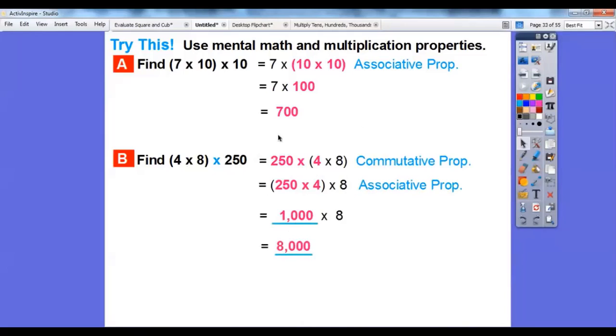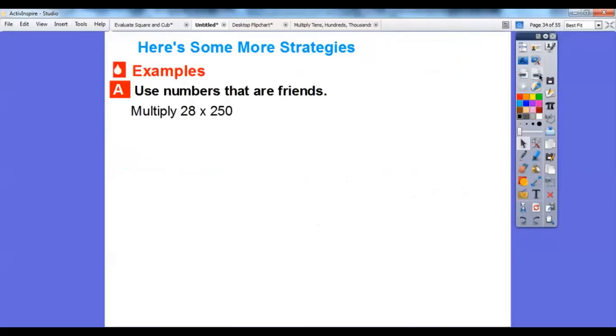Okay, and we would have got 8,000 if we would have multiplied 4 times 8 is 32, and then 32 times 250, and ugh, that just looks like a disaster to me. So if we can just use a little bit of mental math right here, commutative property and associative property, it just made it nice and fast, you guys. Isn't that slick, you guys? All right, let's try some more, you guys.